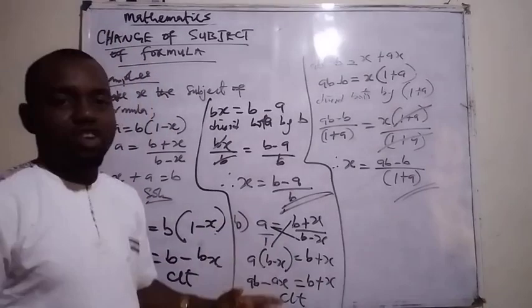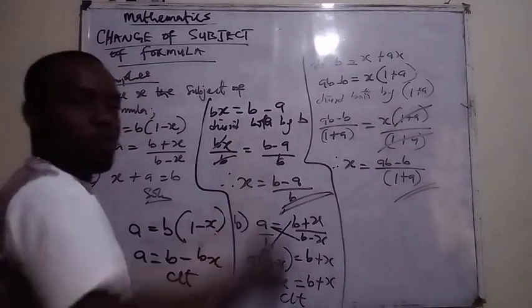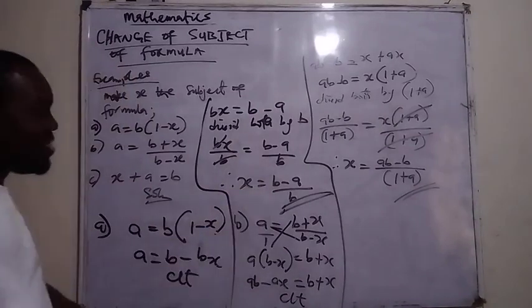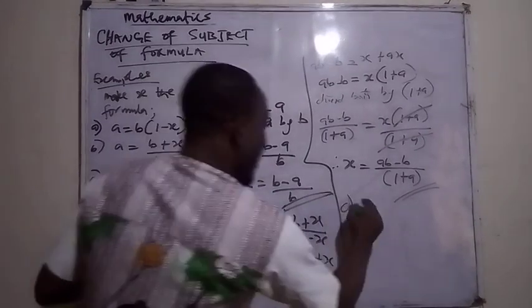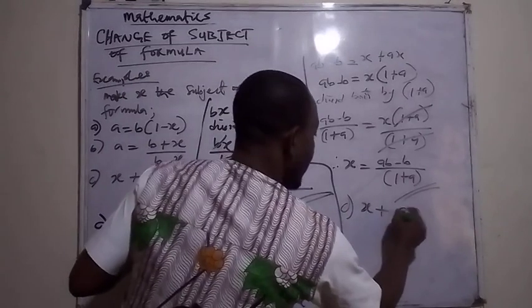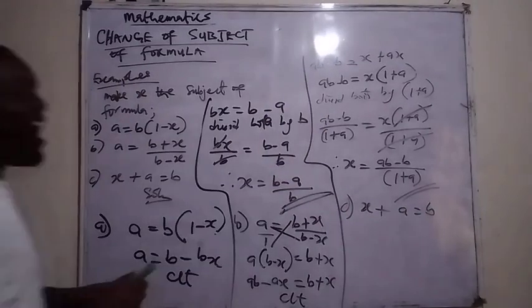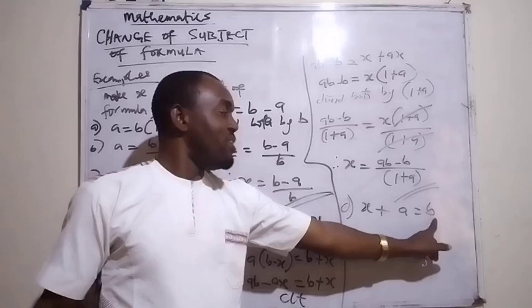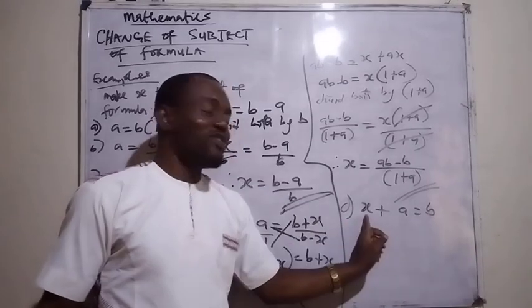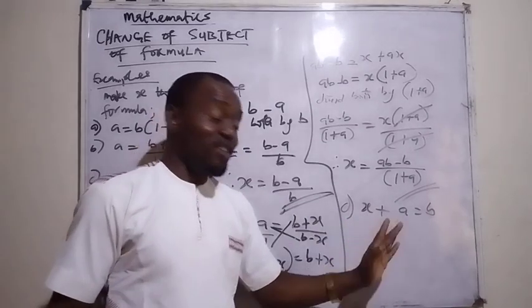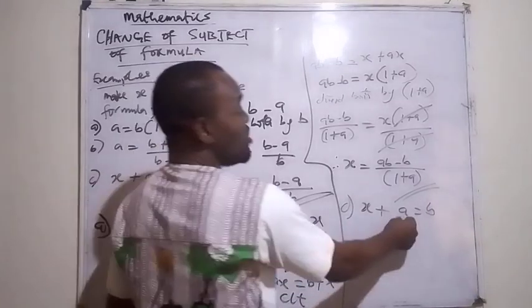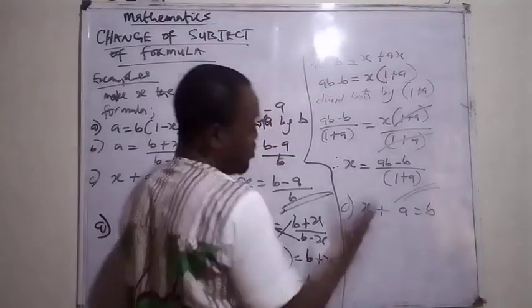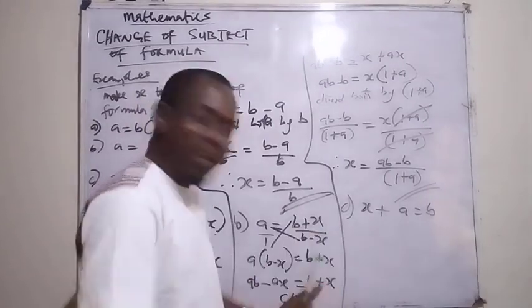This is just an introductory part. So this is a very simple question. Now the last one that we have here, C, it said X plus A is equal to B. Now they are asking us to make X stand alone, like B is standing alone here. So it's very easy. All we need to do, collect like terms, just remove A, take this A to that side. X will stand alone. This is the simplest one of all.